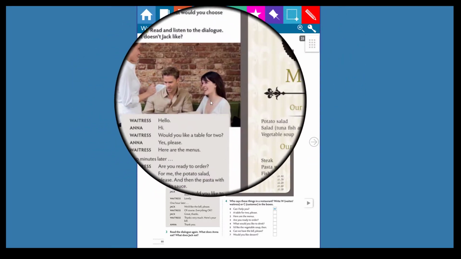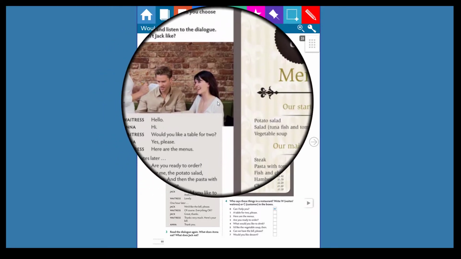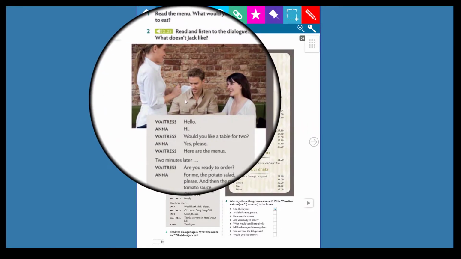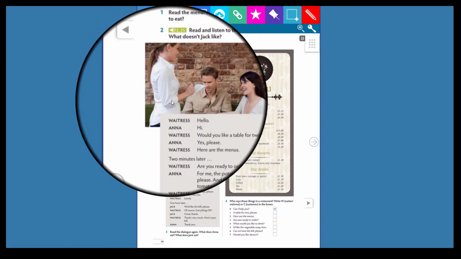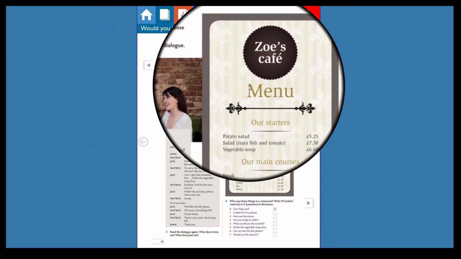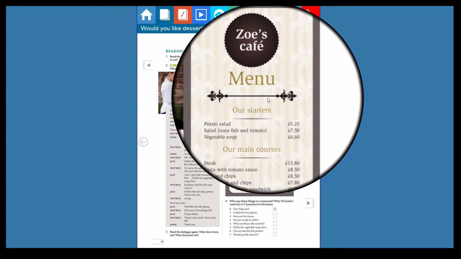We can see here in the picture a boy and a girl, a woman and a man, and a waitress, okay? Waitress in Spanish is mesera, okay? So let's start reading the menu first.